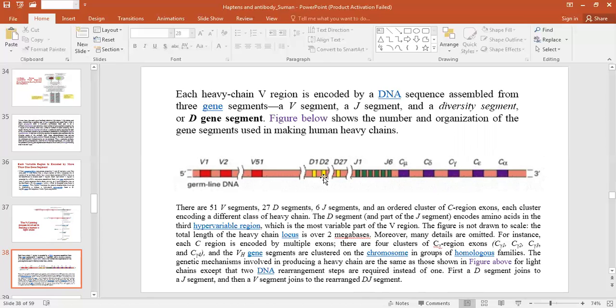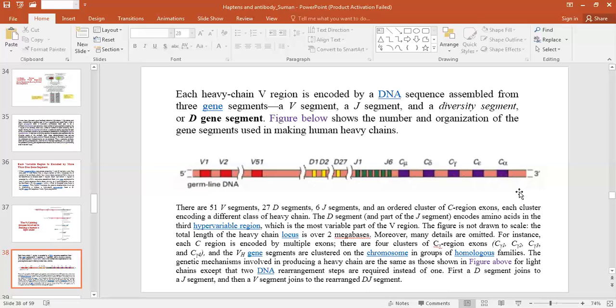So there are three different segments. One is the V segments, the variable region. One is the J segments, the joining segments, and the diversity segments. So V, D, and J. So this is the variable segment, this is the diversity segment, and this is the joining segment. And apart from that, you have this constant segment.